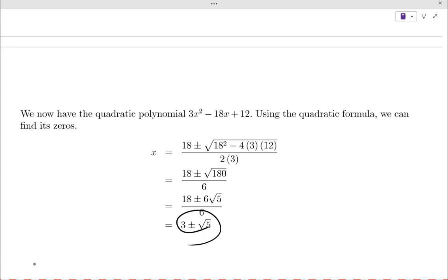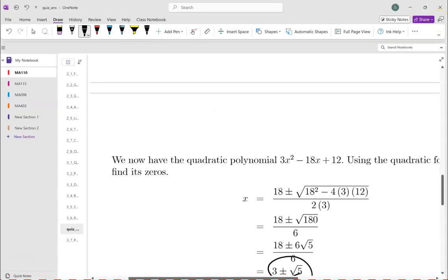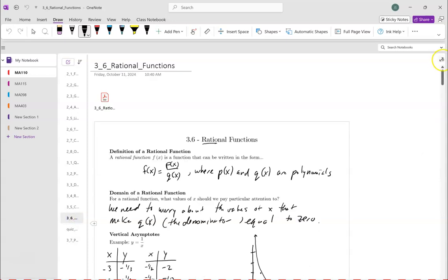All right. Other questions at all before we go back into rational function stuff? All right. Well, let's go talk about rational functions then.